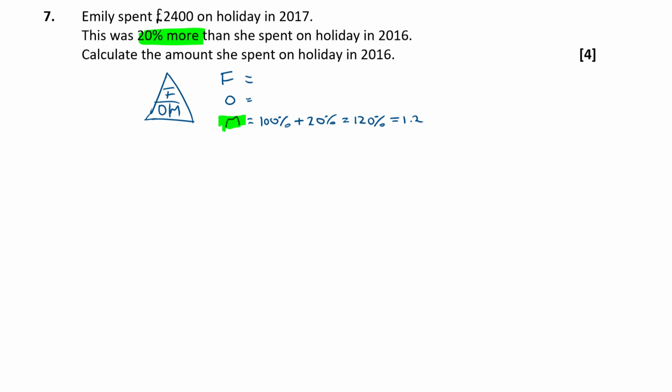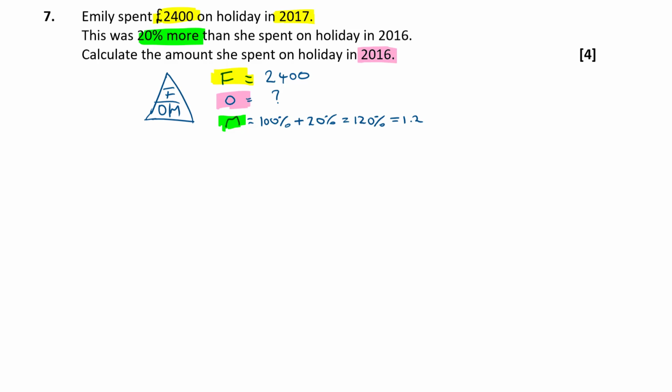And then, we need to work out whether this 2,400 here is the final or the original. So 2,400 was in 2017, and we're interested in what she got in 2016, which is earlier. So the 2016 amount must be the original. So this 2,400 then is the final amount, isn't it? So the final is 2,400. The original is what I want to find, and the multiplier is 1.2. So this is what we call a reverse percentage question, isn't it?